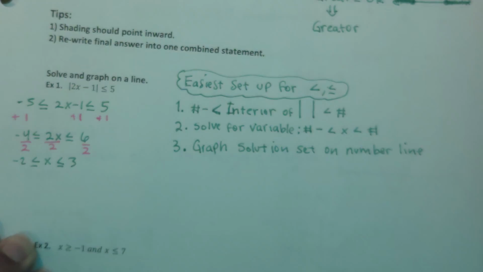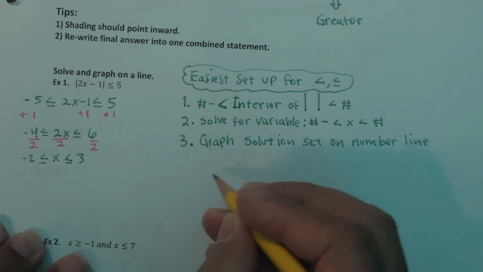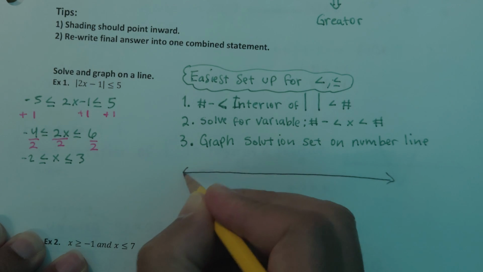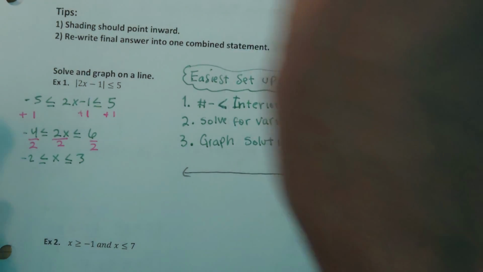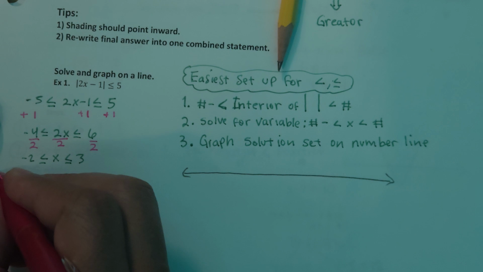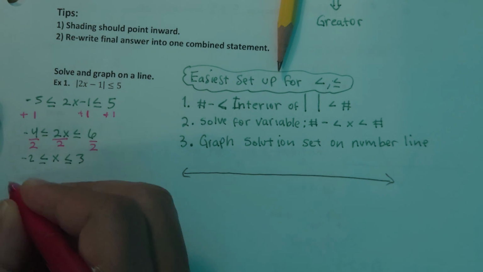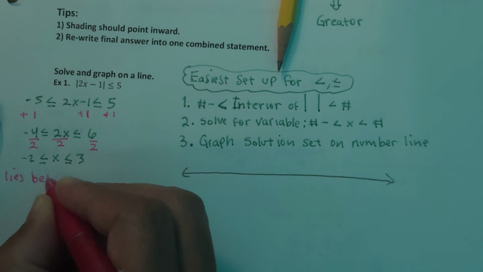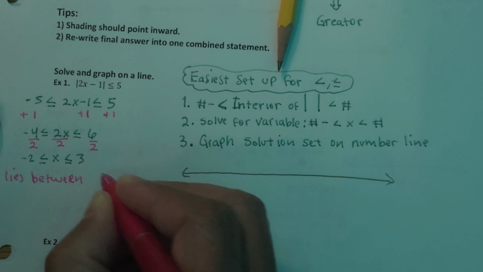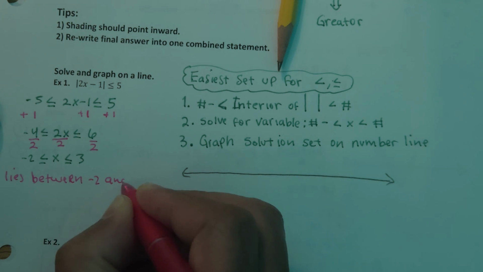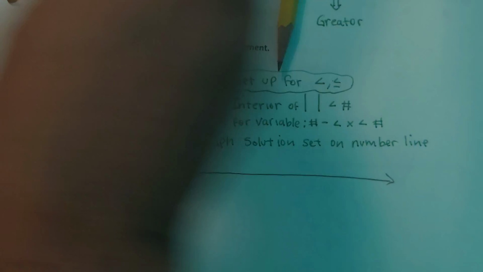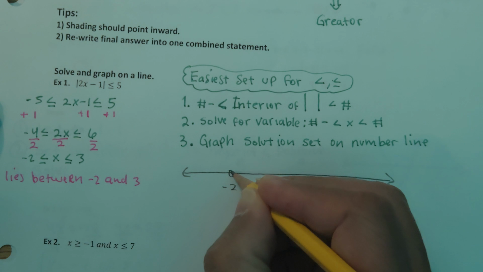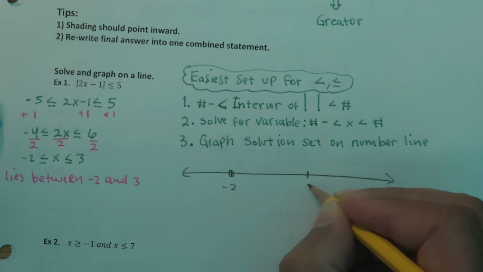Step number 3 is we are going to sketch the graph. So let's sketch the line. This is the last step. Notice, this one is saying that x lies between -2 and +3. That's what it means. So I'm going to plot a point. Let's say this is where x is -2, and let's say this is where x is +3.